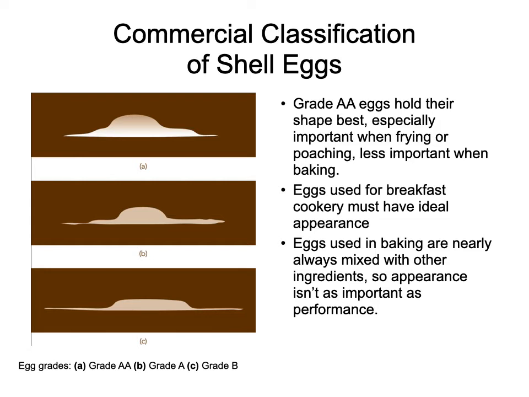When we make things with baking, on the other hand, we're nearly always mixing them in with other ingredients, so appearance isn't nearly as important. What we really want is performance. We want the egg to be able to mix well, to emulsify well, to whip really well. That's what we're looking for. So we just need eggs to be fresh enough to do those things.